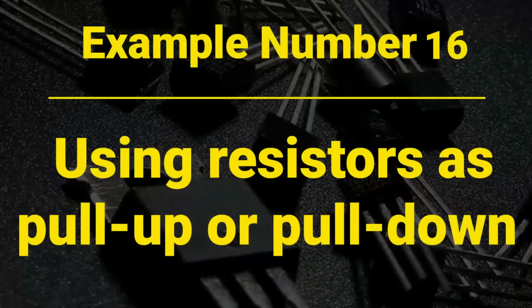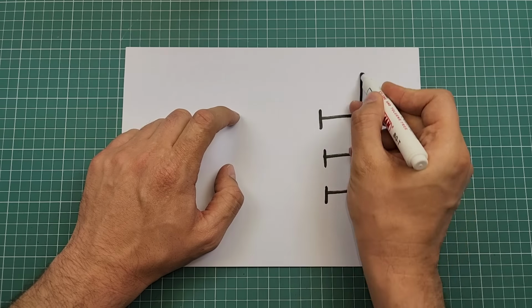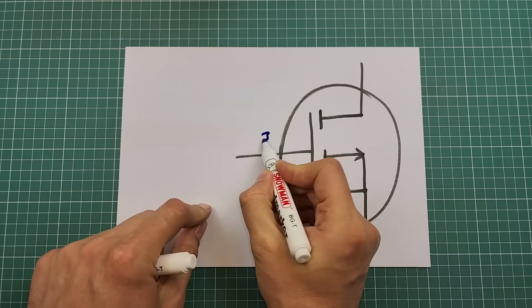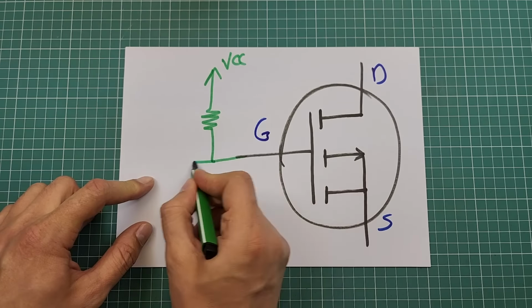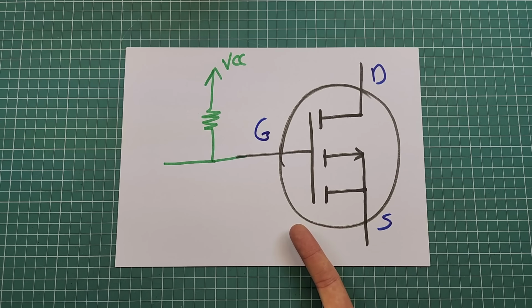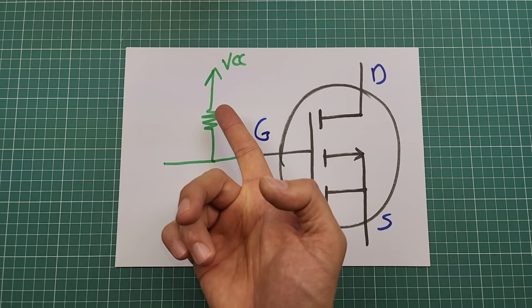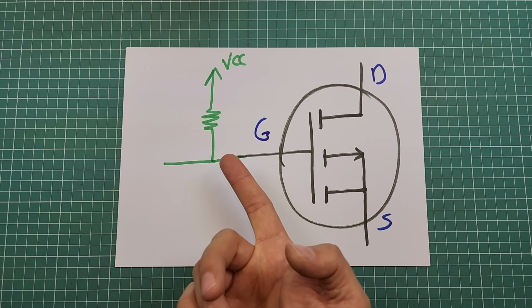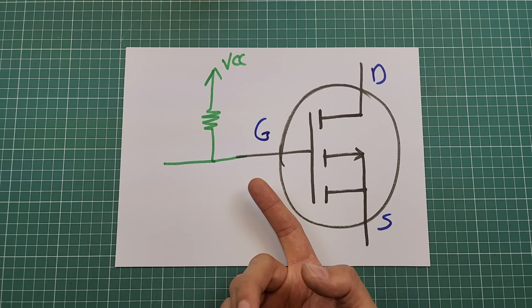Sometimes we need to determine the voltage of a node in a circuit when it is not connected to anywhere. Example number 16, using resistors as pull-up or pull-down. One of the most frequent uses of resistors, especially in digital circuits, is to use them to pull up or pull down some signals. When you are driving a MOSFET, it's recommended to use a pull-up or pull-down resistor to determine the gate voltage when there is no signal on the gate.